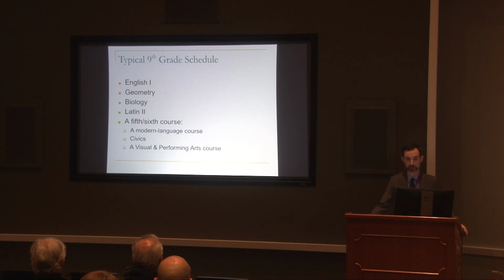And in freshman years, you'll hear from the various department chairs 3 main choices for a 5th class: a modern language course, a civics course, which is in the history department, or a visual and performing arts course. And there are good reasons to choose any one of those 3 as the 5th class. Again, you'll hear about that in a moment from the department chairs.